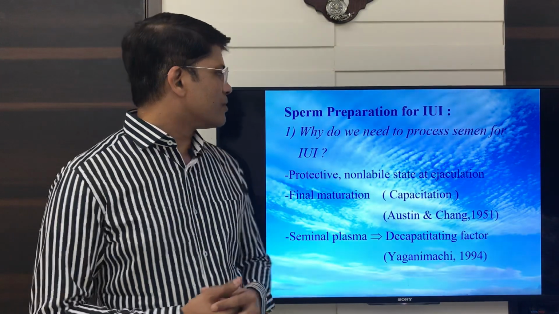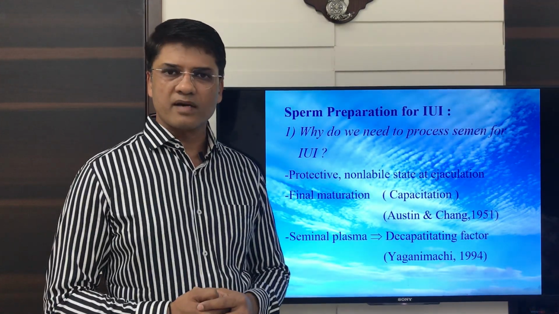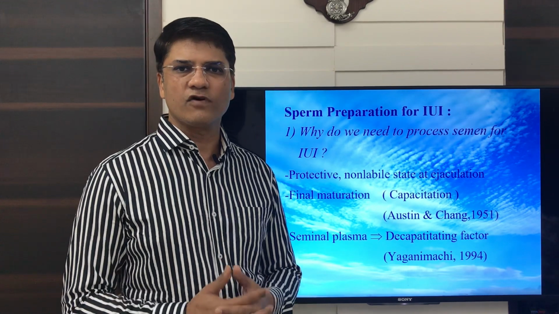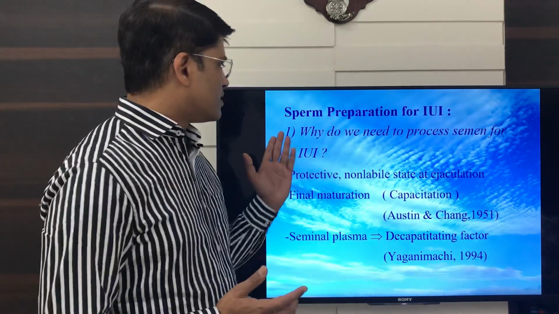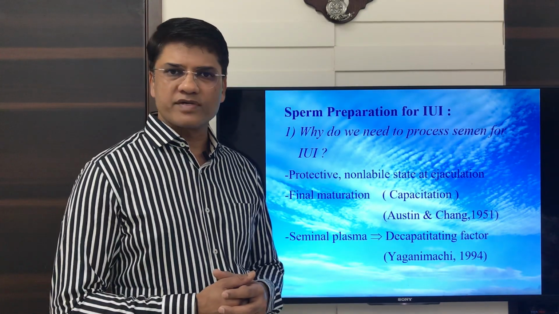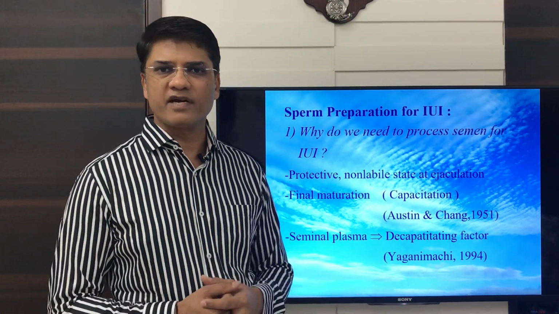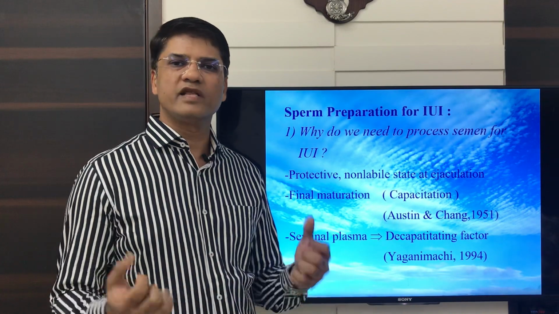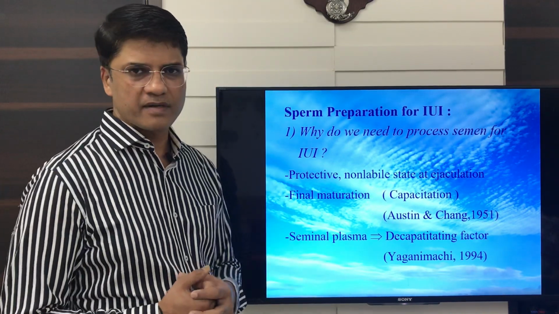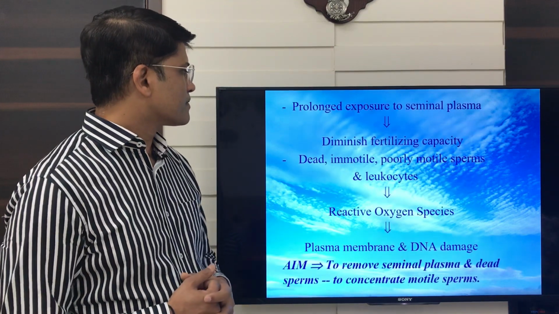Today we'll be talking about sperm preparation for IUI. Now, why do we need to process the semen for IUI? The sperms are usually in a protective non-labile state at the time of ejaculation. So they have to get separated from the seminal plasma, and that's how they acquire fertilizing ability, and that is called capacitation.